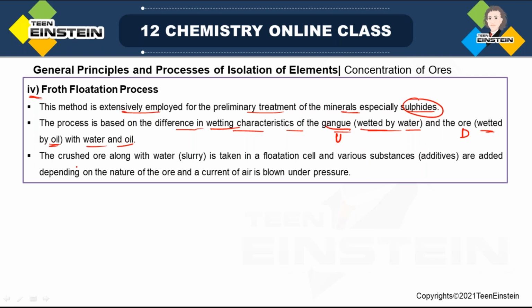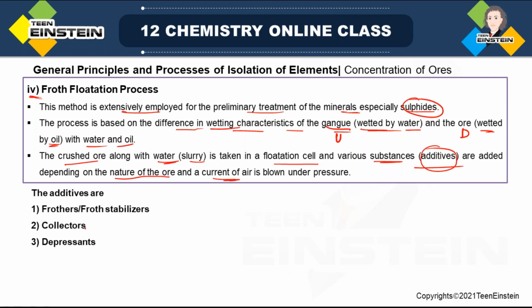So what is done in this method? The crushed ore along with water, which is called slurry, is taken in the flotation cell. And different types of substances are also added. And these different substances are together called additives. Now, what type of additives you will be using? That is dependent on the nature of ore. Okay, so we will see the names. And remember, in this process, we supply a current of air, which is blown under pressure. So how this mechanism is working, that we will see in the next slide. But before that, we have to know what are the different additives that we mix with the slurry.